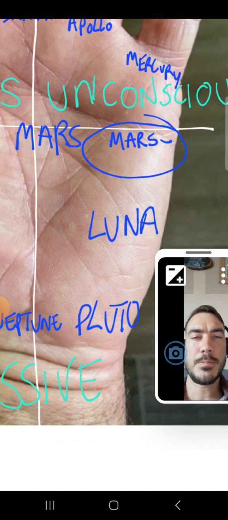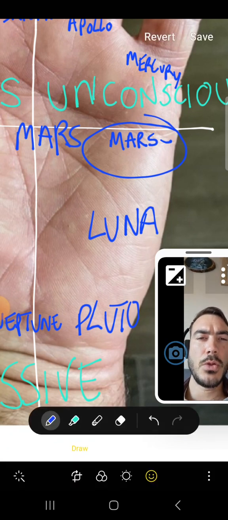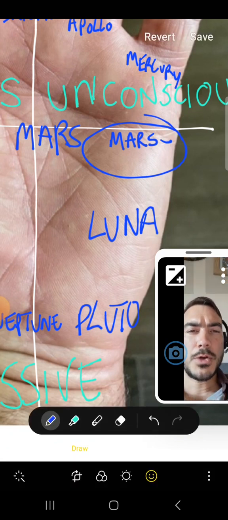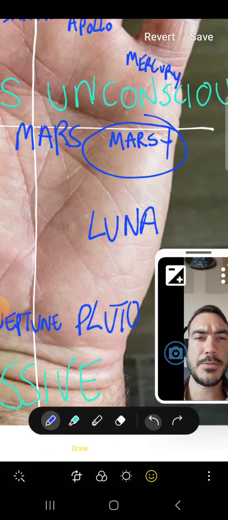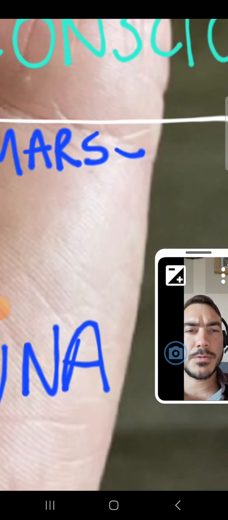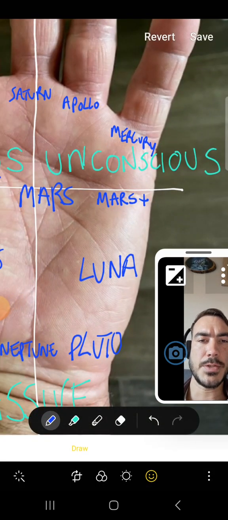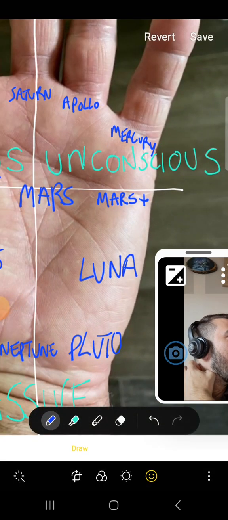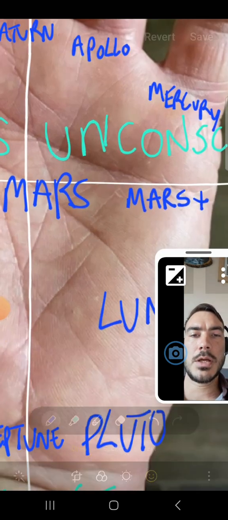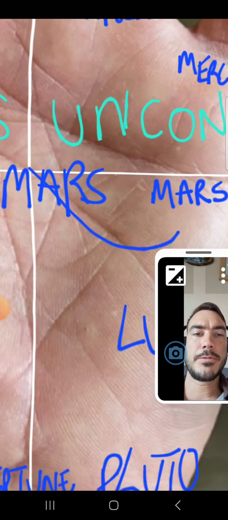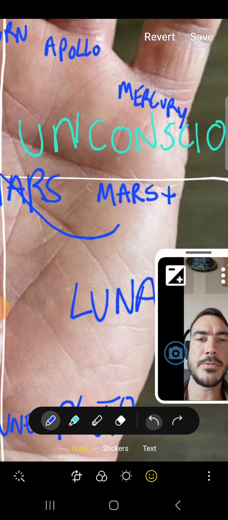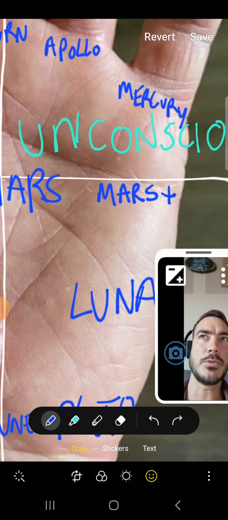Mars positive is how we plan things, it's how we implement things. And a headline that runs down and flicks off towards Mars positive is someone who is thinking about money, and that's because it's tied in with that planning.